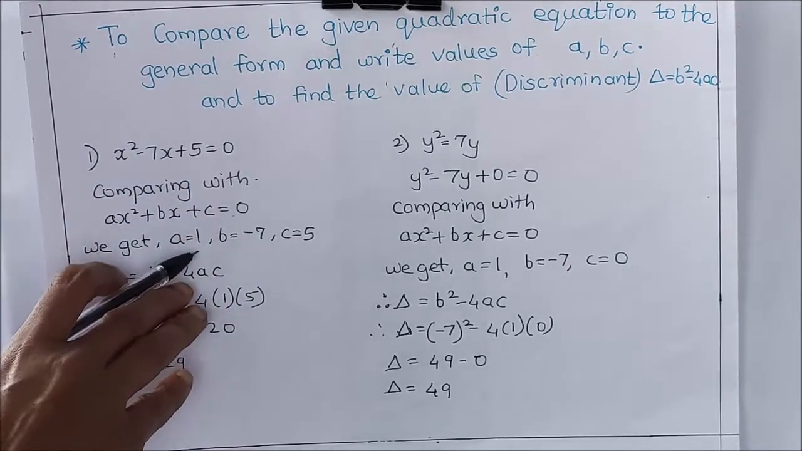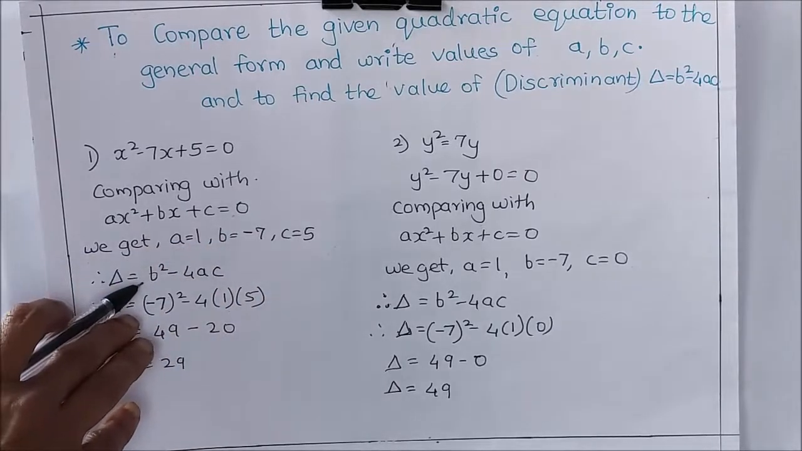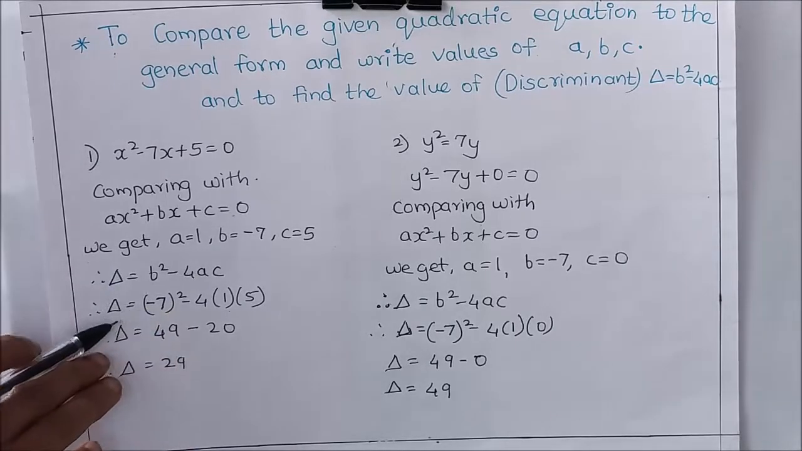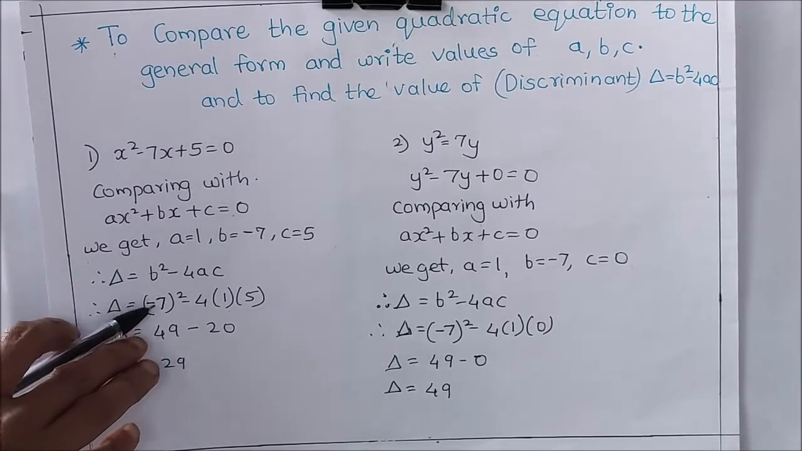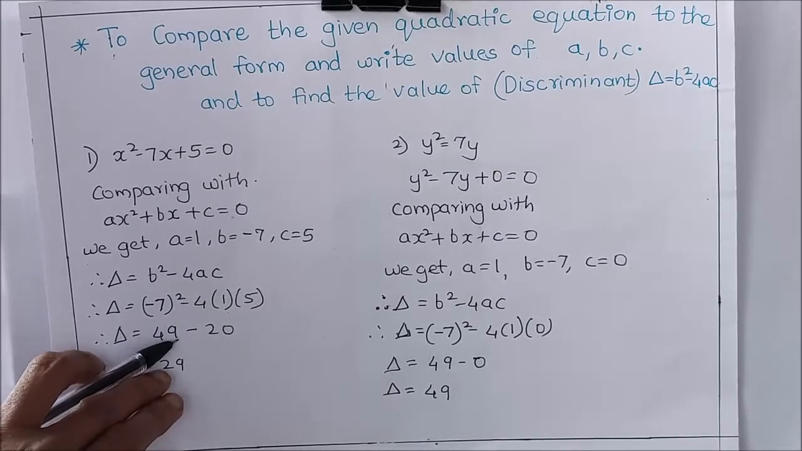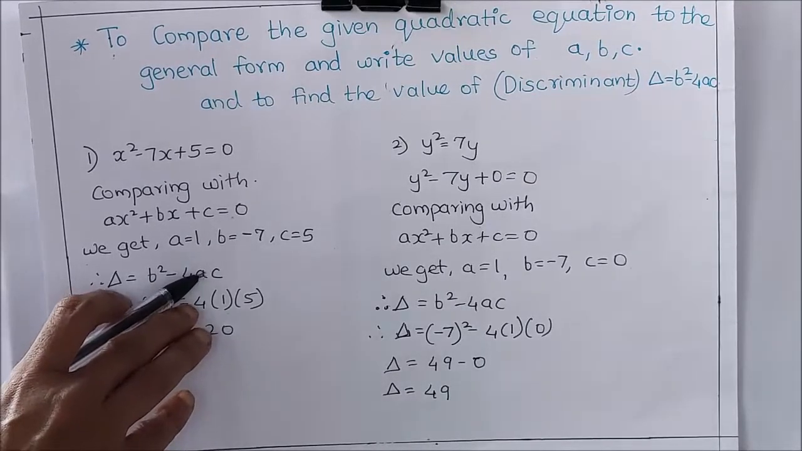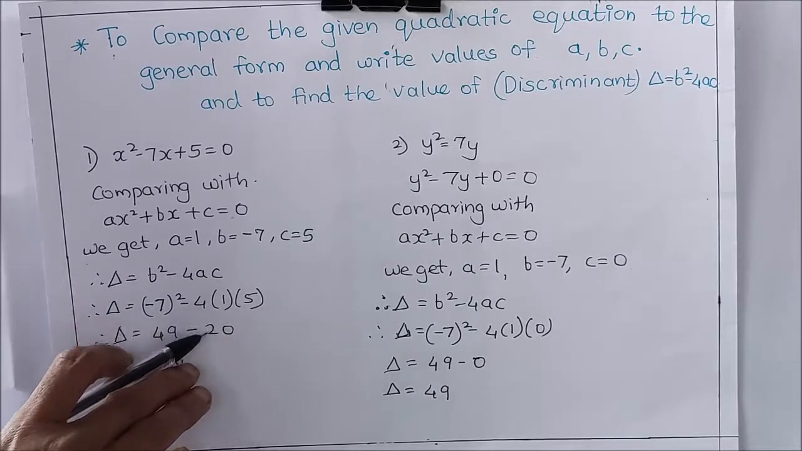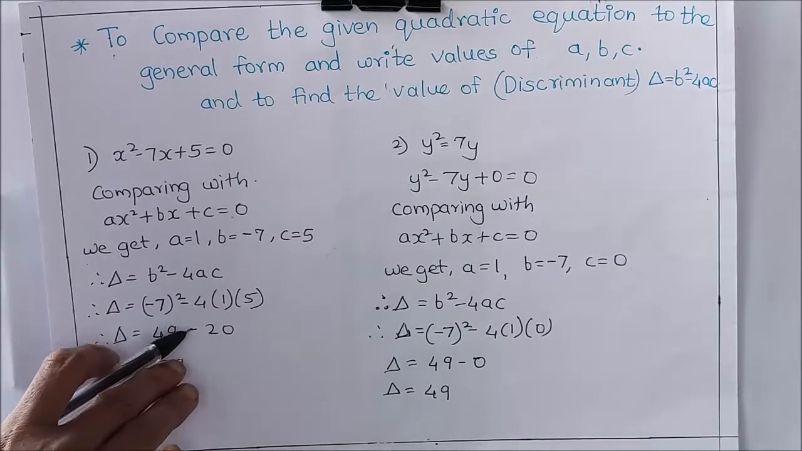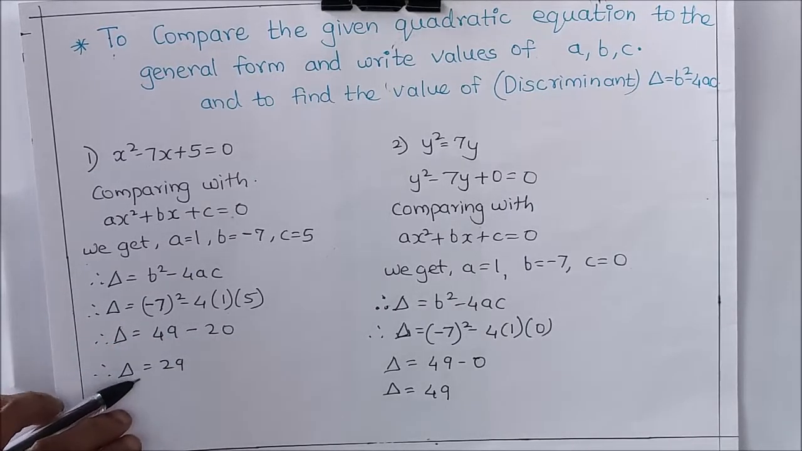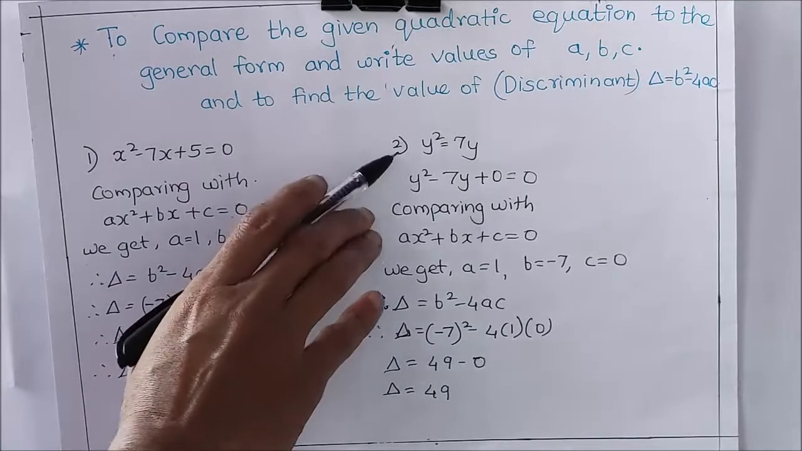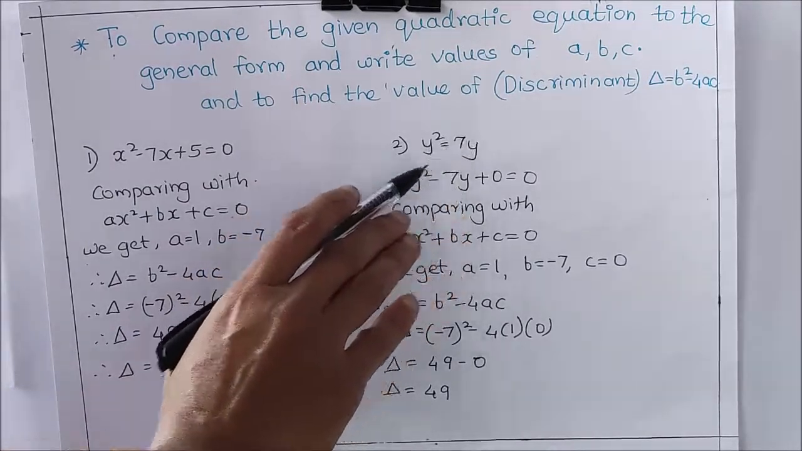Therefore, we substitute the values of a, b, c in the formula delta equals b square minus 4ac. Delta equals minus 7 square, that is 49, minus 4 into 1 into 5, that is 20. 49 minus 20, delta equals 29.